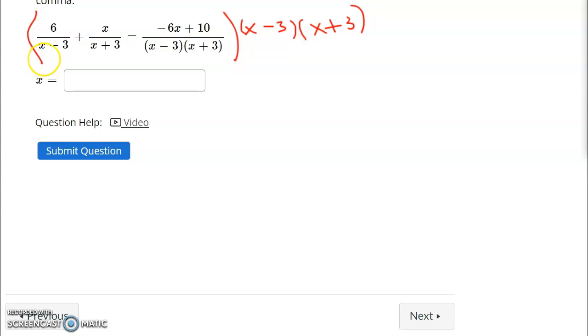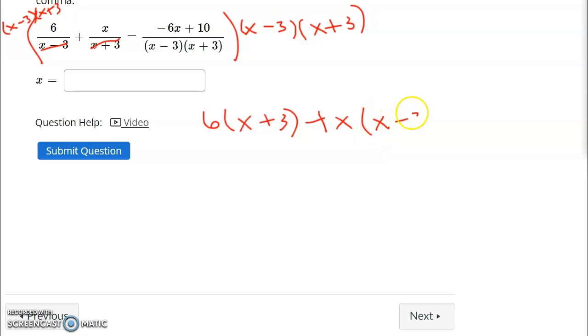The way I like to think about it is we'll be left with whatever they didn't have. So the first one has an x minus 3, so the x minus 3 is gone, and we're just left with x plus 3 times 6. So 6 times x plus 3. Okay, what about the second one? Well, it has x plus 3, so it's only going to get an x minus 3, and the x plus 3 is gone. So plus x times x minus 3.